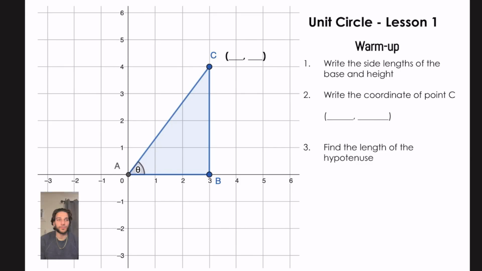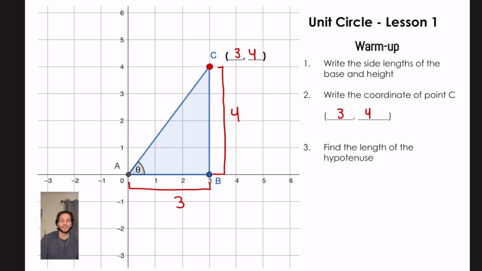So we're going to start with this warm-up. It says number 1, we're going to write the side length of the base and the height. My base length is 3 and my height is 4, so I'm just going to write those numbers here. Step 2, we're going to write the coordinates of point C. So point C is located right here. And so we're just writing the coordinate. So that's going to be 3, 4. And so I can write that on the line right here.